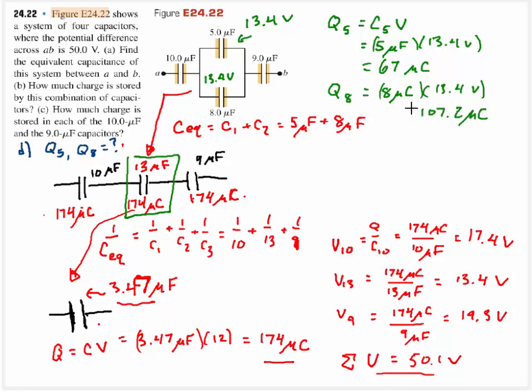107.2 microcoulombs. And if we take a look at the sum of all these charges, we know charge can't be created or destroyed. The charge must add up to be roughly 174, and we come up with 174.2 microcoulombs, so we're feeling like we did something right. Remember, for capacitors that are in parallel, the charge must add up and the voltage drop is going to be the same across them. And for capacitors that are in series, the charge is going to be the same across all of them, and the voltages must all add up to be the voltage drop across the equivalent.